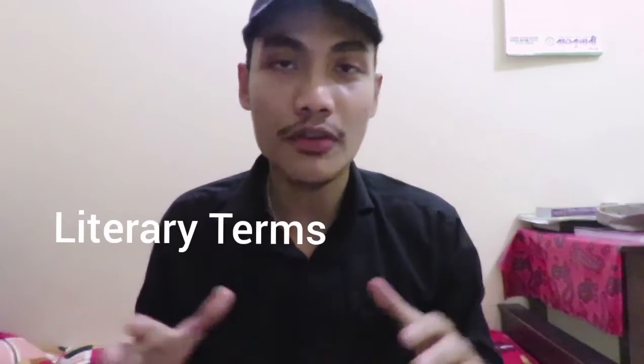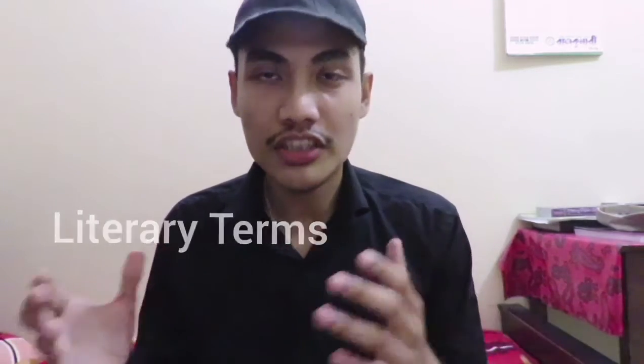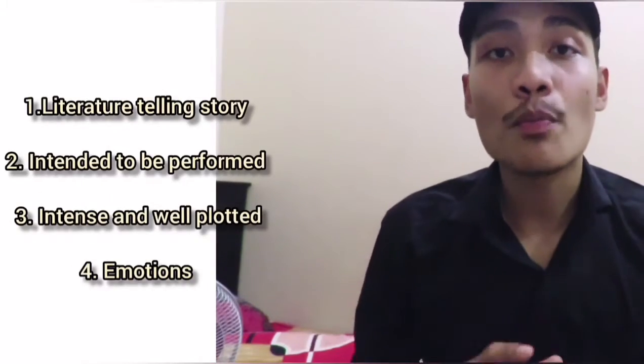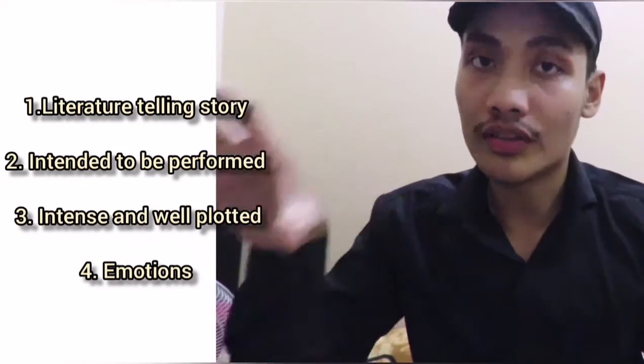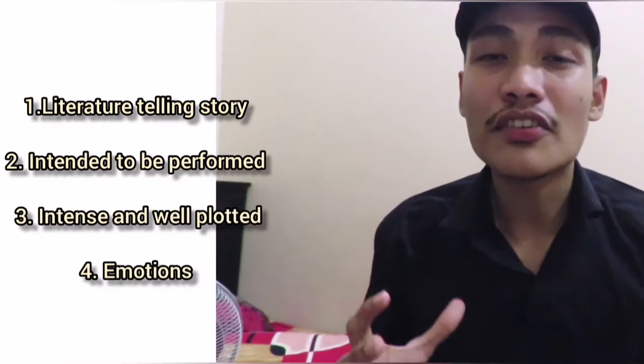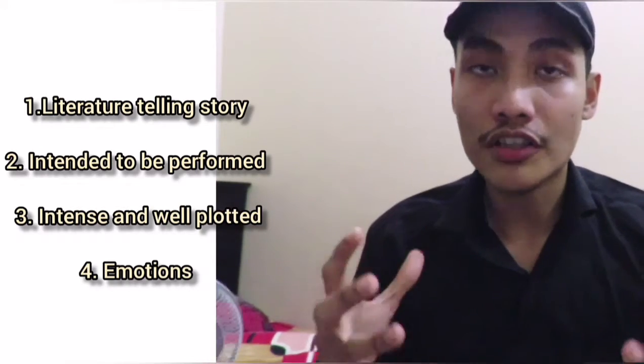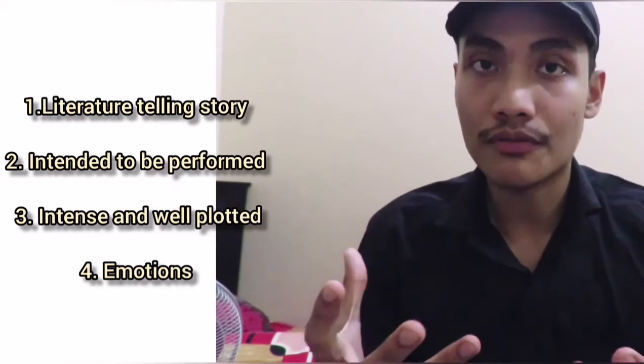So in this lesson, I'm going to discuss some important English literary terms which are very relevant to English literature students. So without wasting any further time, let's dive directly into that. Drama. Basically, drama is a type of literature telling a story which is intended to be performed to an audience on the stage. It is a serious, intense, or well plotted story that elicits emotion.